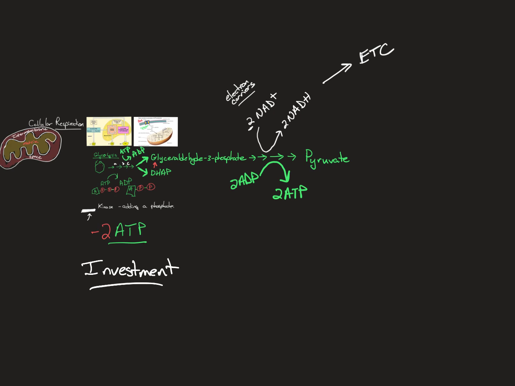And here you get some dividends, right? You're getting something back. You're getting 2 ATPs back. This goes off in the electron transport chain. And then you end up with 2 ATPs back again. So that's fantastic. Well, right before it turns into pyruvate, you get even 2 more ATPs. So now you have a profit.